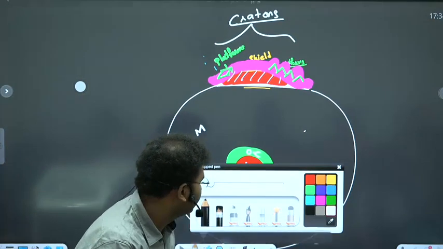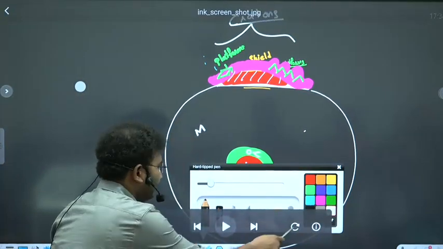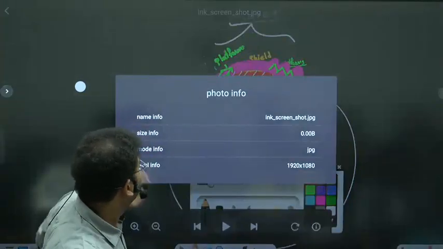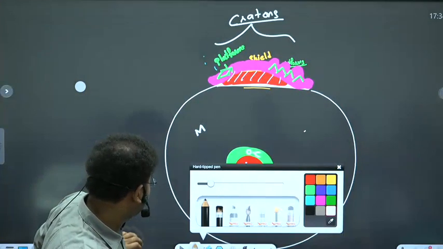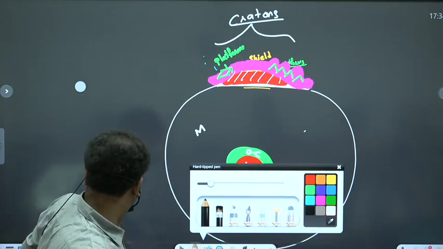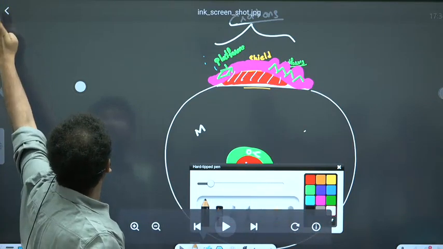How do I erase it? Okay, it has taken a screenshot. Yes.